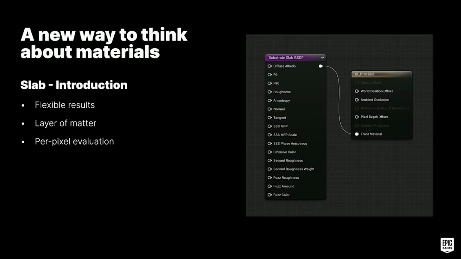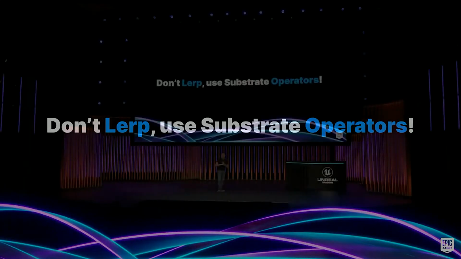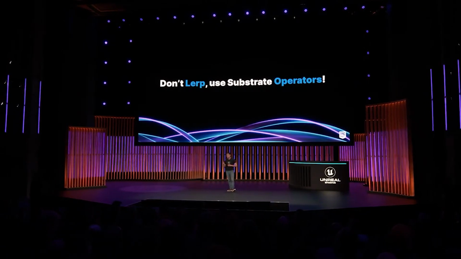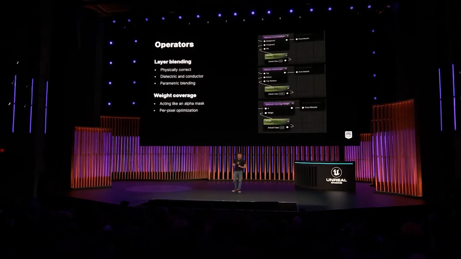You can compare this topology of the system to a gbuffer, for example. This adaptive storage enables per-pixel topology and features scalability that provides a range of optimization without sacrificing the quality. This is one of the key elements of Substrate. Don't lerp anymore, just use Substrate operators.